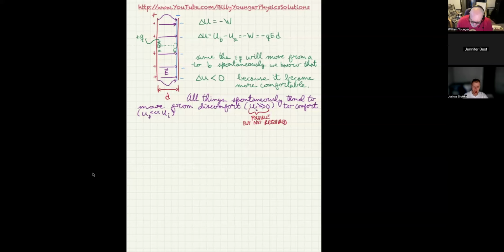So all things spontaneously tend to move from discomfort, which normally just means a high potential energy, to comfort, which means the final potential energy is less than the initial potential energy. So now that we got that, we have some sense of what that means. And you could also, for instance, consider putting a negative charge there, and you would reach a different set of conclusions, but I want to make sure you understand the conclusions from this diagram.